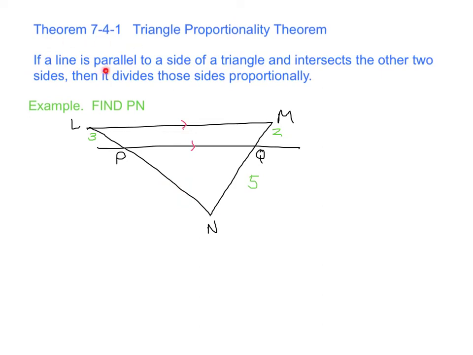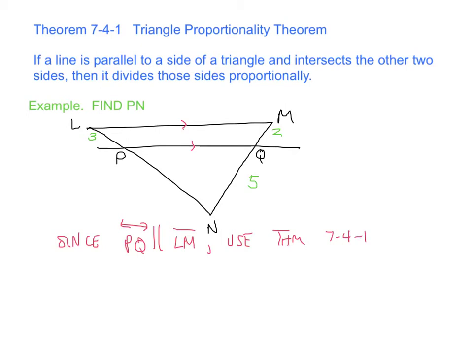It says that if we have a line parallel, well, hey, we have a side of the triangle, which is LM, and we have a side parallel, PQ. So we can use this theorem immediately, and let's go ahead and write that down. This is just for your notes. Since PQ is parallel to segment LM, we can use theorem 7-4-1.